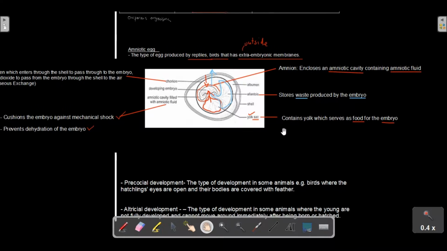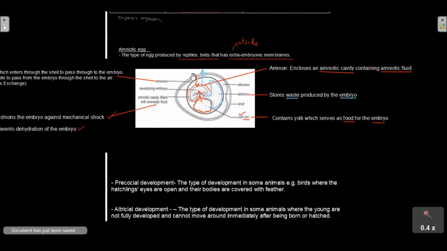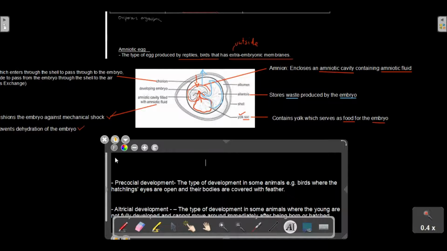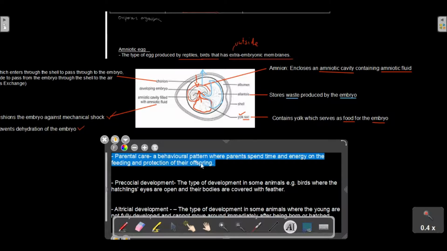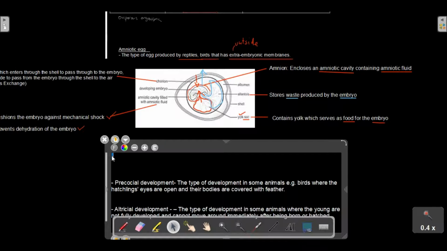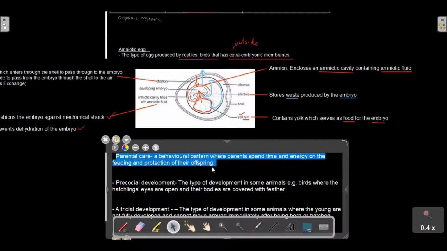Okay, right. And lastly, let's just wrap this up. We'll wrap this up with an activity, but let's just look at the last reproductive strategies that we have. So we have what we call parental care, right?